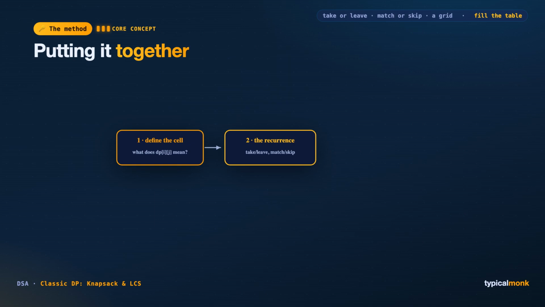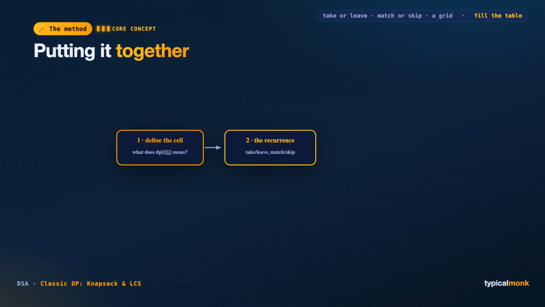Step 2. Write the recurrence, how to compute a cell from its neighbors, and the base cases. For the knapsack, it is take or leave. The cell is the larger of leaving the item, the cell above, or taking it, its value plus an earlier cell. For LCS, it is match or skip. If the characters match, 1 plus the diagonal cell. If not, the larger of the cell above or the cell to the left. And the base cases are the easy edges. 0 items or 0 length sequences give 0.